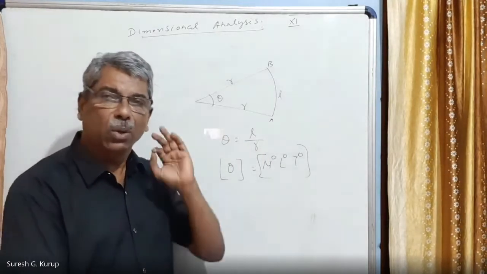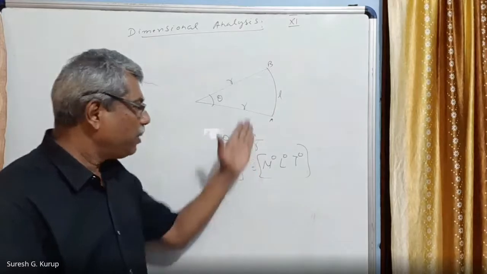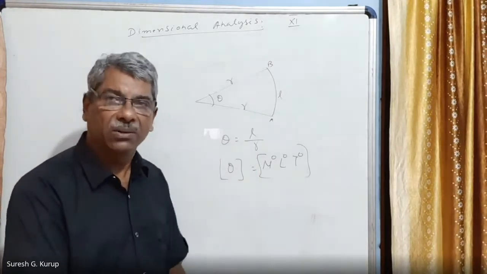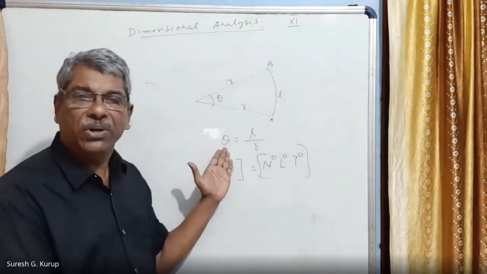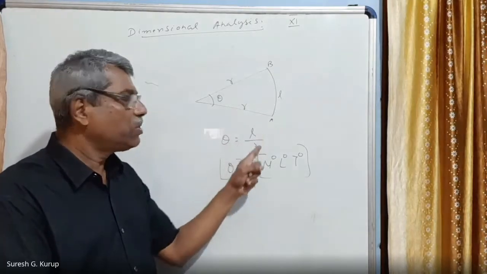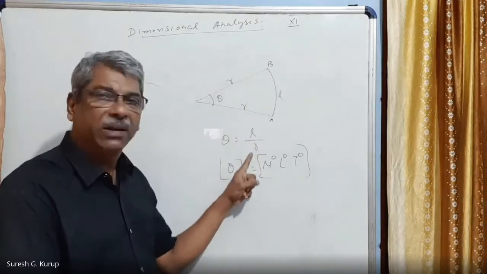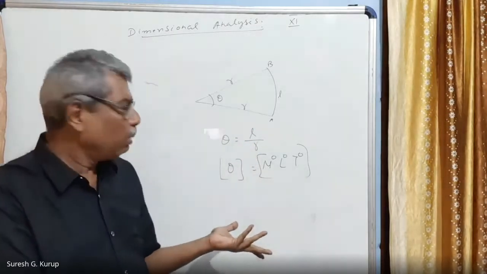Those quantities having no dimension may be a ratio, a pure ratio. Pure ratios have no dimensions at all. So theta is also a pure ratio. Why is it a pure ratio? Because it is a ratio of similar quantities. Which are the similar quantities? Length and radius. Radius and length are both lengths only.